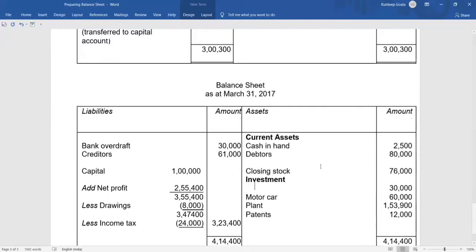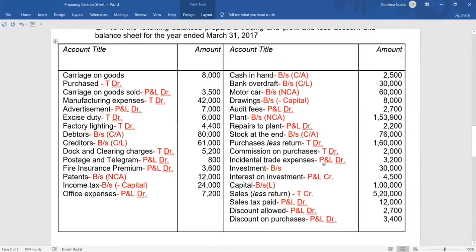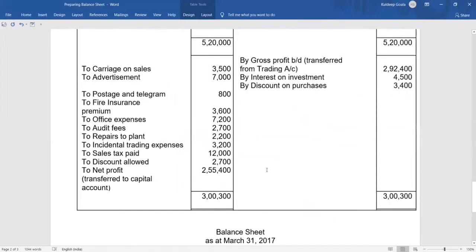Then we'll go with the next item, that is non-current assets. Under the heading non-current assets, first of all, we are going to see the asset which is going to have lesser life than the other non-current assets. So let's find out the non-current asset. Where is the non-current asset here? Yeah, patent. Patent is having comparatively lesser time period because you have to buy it for a limited time period only. So we can start with patent first, 12,000.